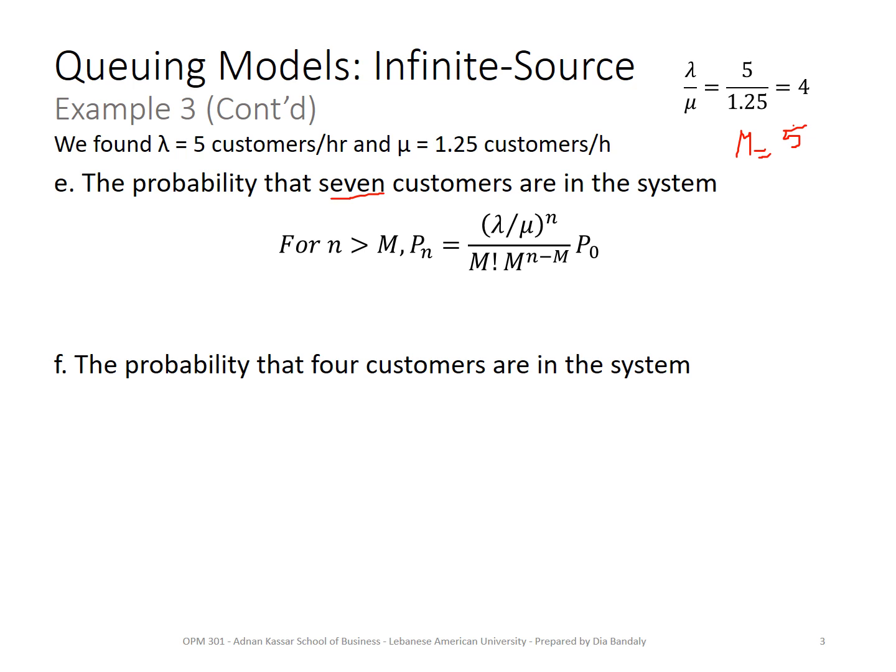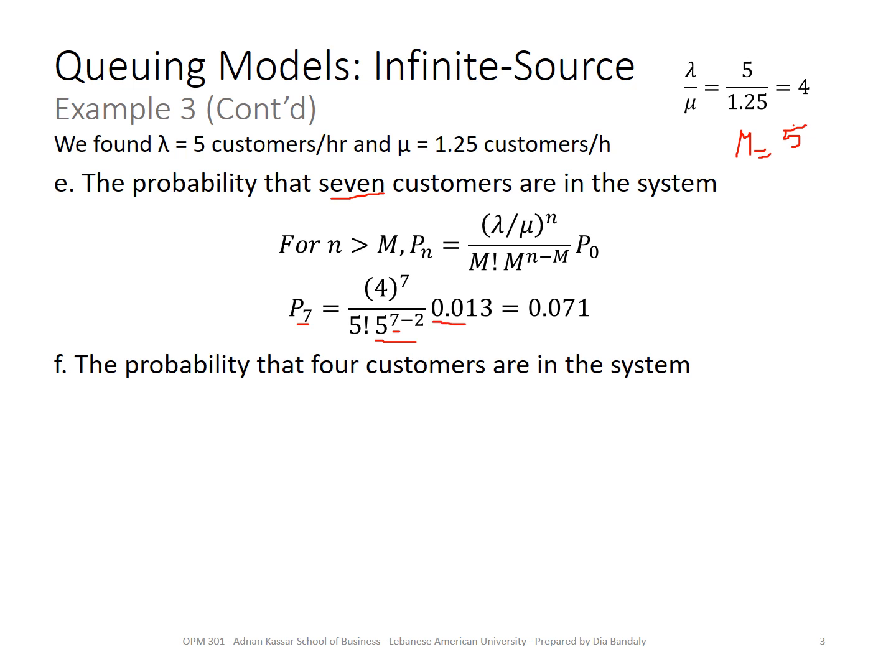Lambda over mu, we have it 4, and m is 5, so 5 factorial times 5. So this part can be tricky a little bit for some students, so make sure that you practice enough. M is 5 to the power n, which is 7, right? Which is the question here. Minus 2, so it's 5 to the power 5 here.